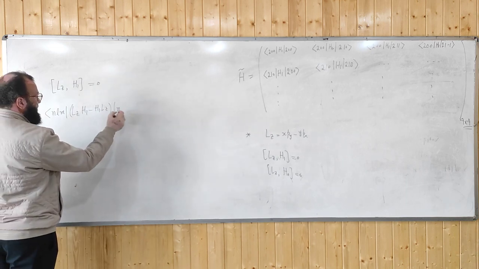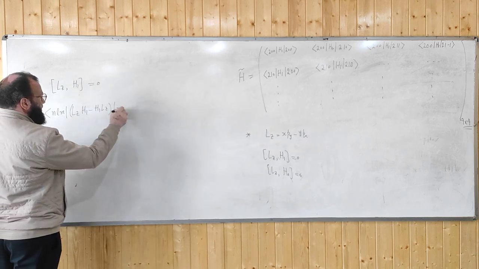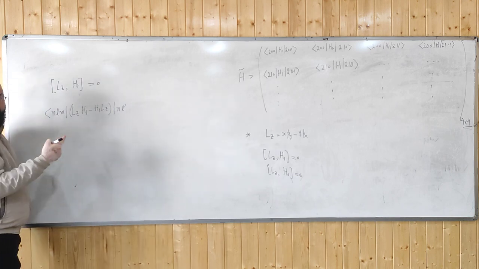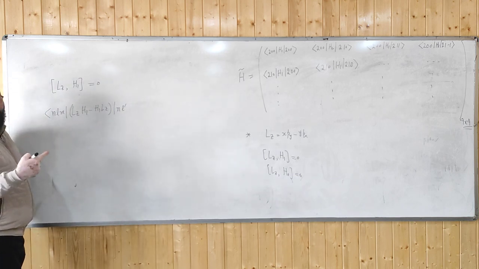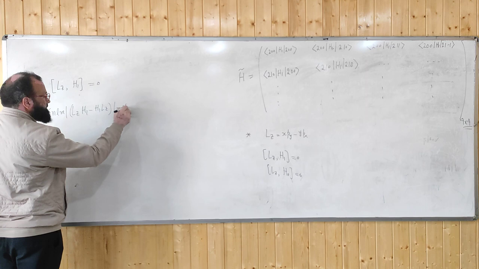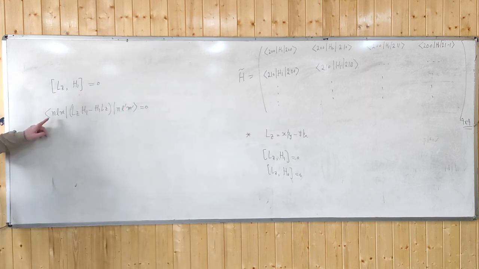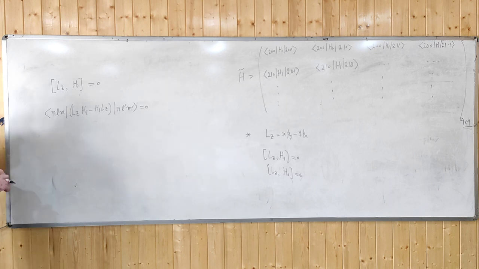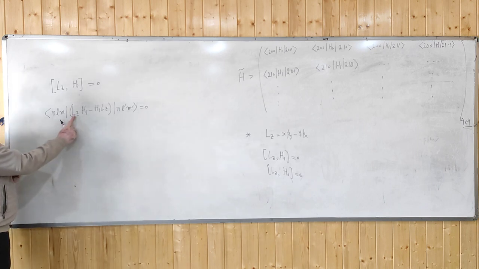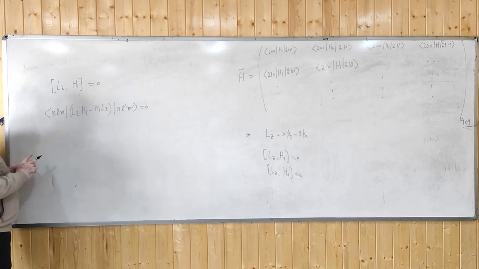So let me write n, l prime. Since n is fixed, I am taking the fixed n, only the l and m will change. So this is equal to 0. What I have chosen here is that n is fixed, because I am taking the fixed level on which I am looking at the effect of perturbation. Clear? Okay.